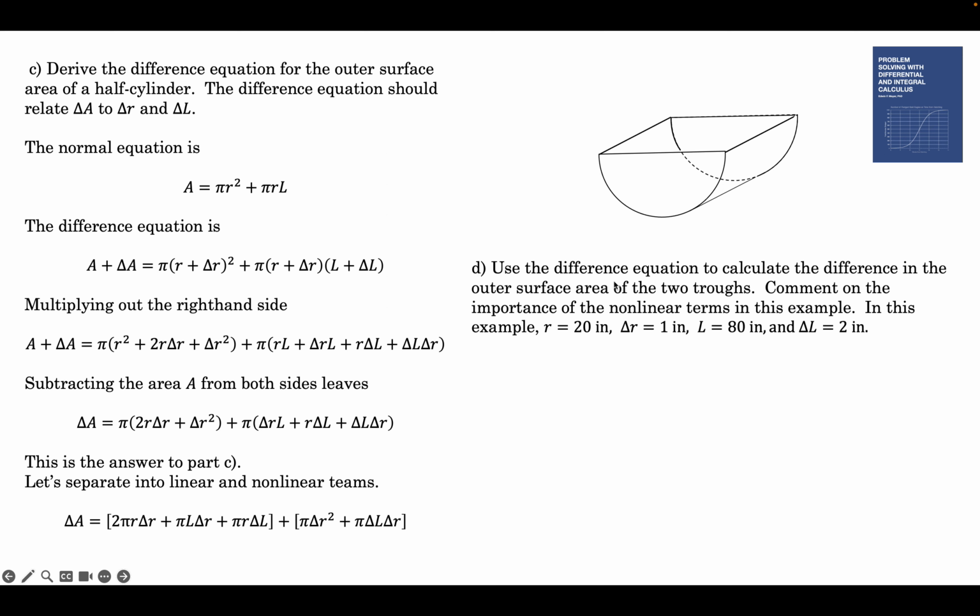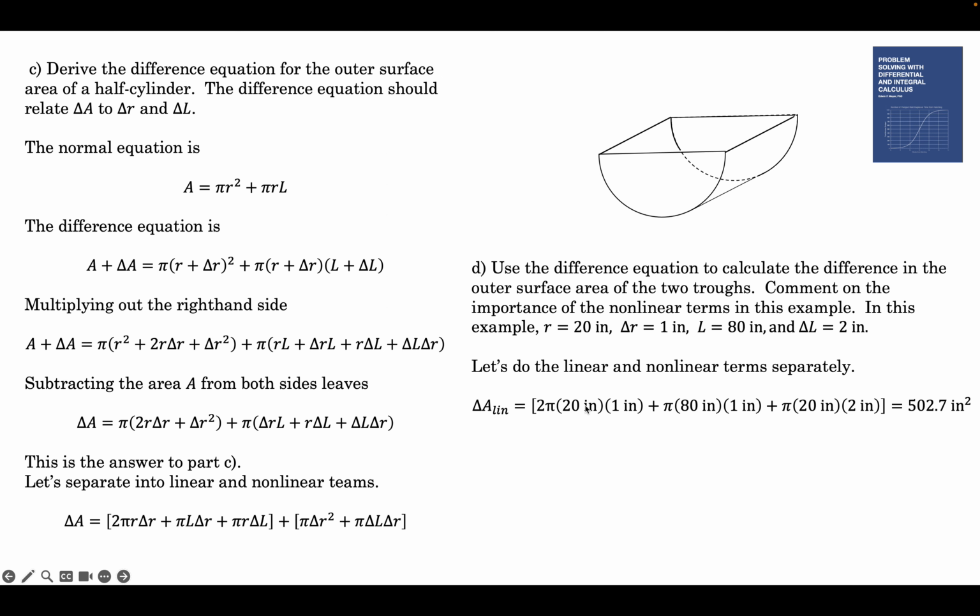So now we're going to use the difference equation to calculate the difference in area between the two troughs. So we have R is 20, delta R is 1 because the bigger one is 21. L is 80 and delta L is 2 because the bigger one is 82. So we have this equation. We're going to stick in 80 for L, 2 for delta L, 20 for R, 1 for delta R. And everything has units of inches. But we're going to do the linear and nonlinear terms separately because the equation asks for the differences. Here we go.